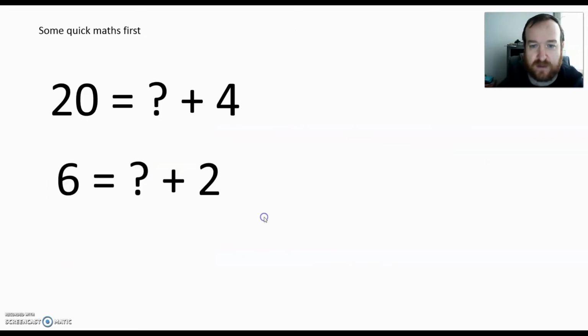Just bear with me. Pretty simple maths. So you've got 20 equals something plus 4. What's the something? Write it down. 6 equals something plus 2. What's the something? Write it down. Dead easy sums. Key Stage 1 maths. Key Stage 2 certainly, if you're doing primary school.